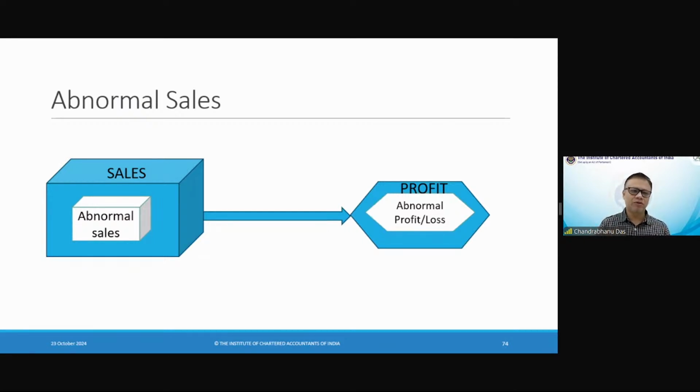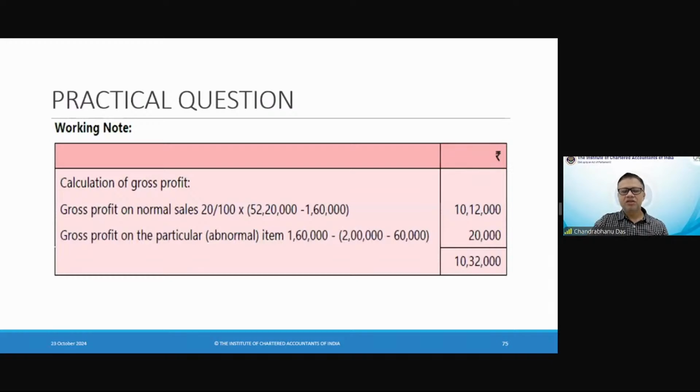So this abnormal profit or loss can be either. Some questions we will be solving will involve finding a loss in that. So in that profit, you have the abnormal profit or loss embedded in it. How to deal with this type of problem we'll be seeing here. First of all, you have to calculate the gross profit, taking the normal profit and the abnormal profit separately. To get the normal profit on the normal sales, you first have to deduct the abnormal sales from there.